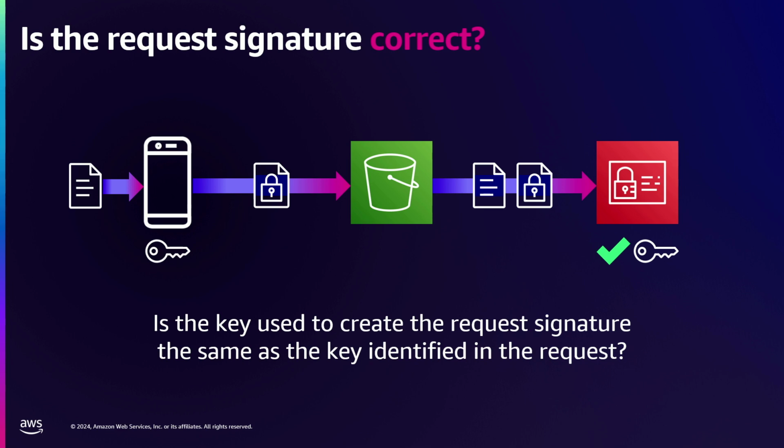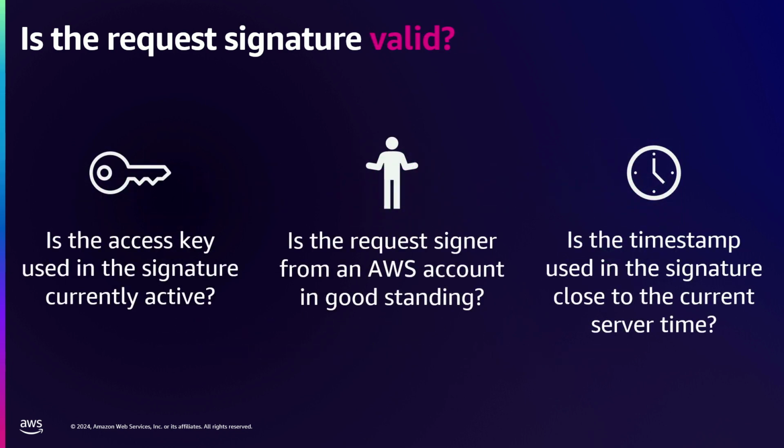But in addition to checking whether the signature is correct, we need to know if the signature is valid, right? Not just that you did sign the request, but we need to know, is this access key still active? Have you deleted this key or disabled it? We need to know, is your account an account in good standing? Did you stop paying your AWS bill and get cut off? Have you been convicted of some sort of fraudulent behavior?